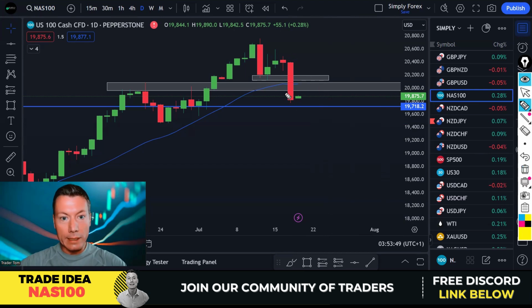And as you can see, I always start with the day chart to get my daily direction, right? This is where we're at with the NASDAQ. We are clearly in a downtrend, lower highs, lower lows, right? So we're in a downtrend, we're below the moving average 20, and we have a very bearish daily candle. Doesn't get much more bearish than that, okay?